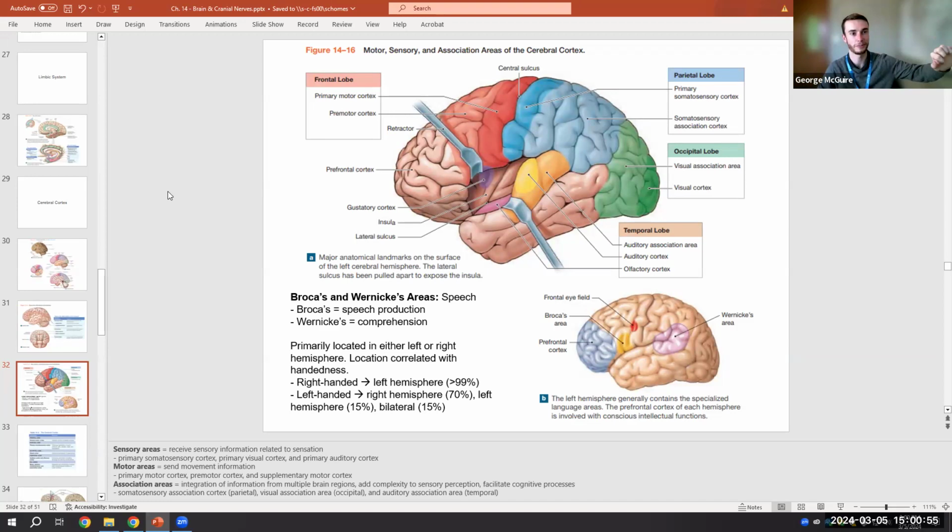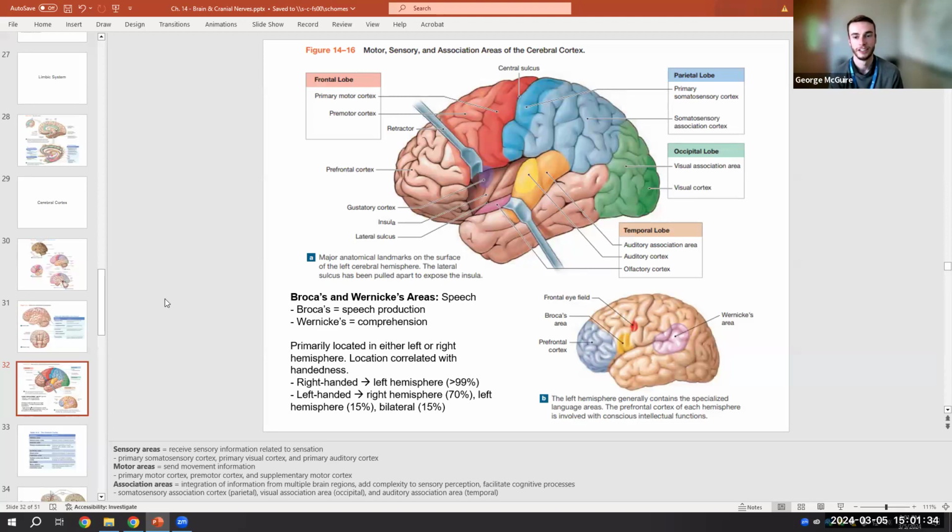For left-handed people, there's a bit more of a split. Again, 99% of right-handed people have it on the left, so only 1% would be either on the right or integrated. If you are left-handed, we have a bit more of a split. 70% of left-handed people have it in that same organization. It's opposite, so it'd be in the right hemisphere. But 15% of them have it in the same hemisphere. So overall, a large majority of the human population has their Wernicke's and Broca's area in the left hemisphere. But then lastly, we do have a small portion of the population, 15% of our left-handed people, that have bilateral speech integration and production, which is kind of cool.